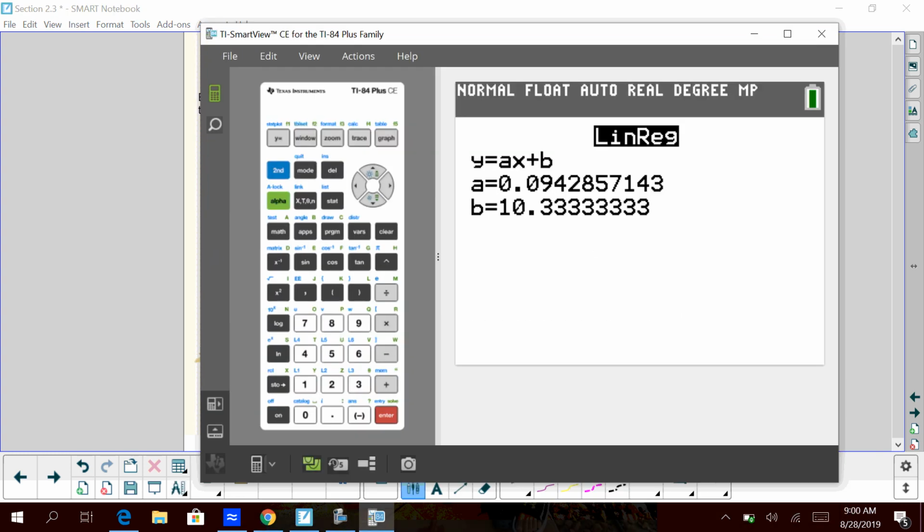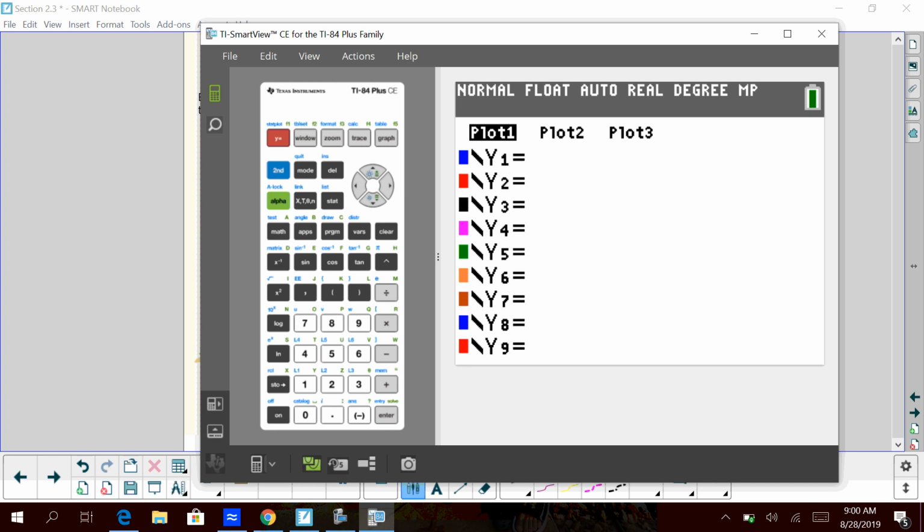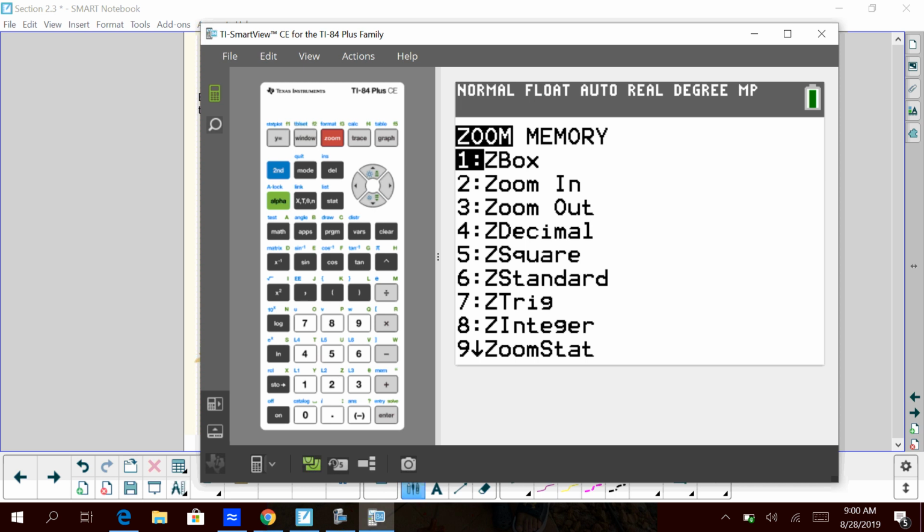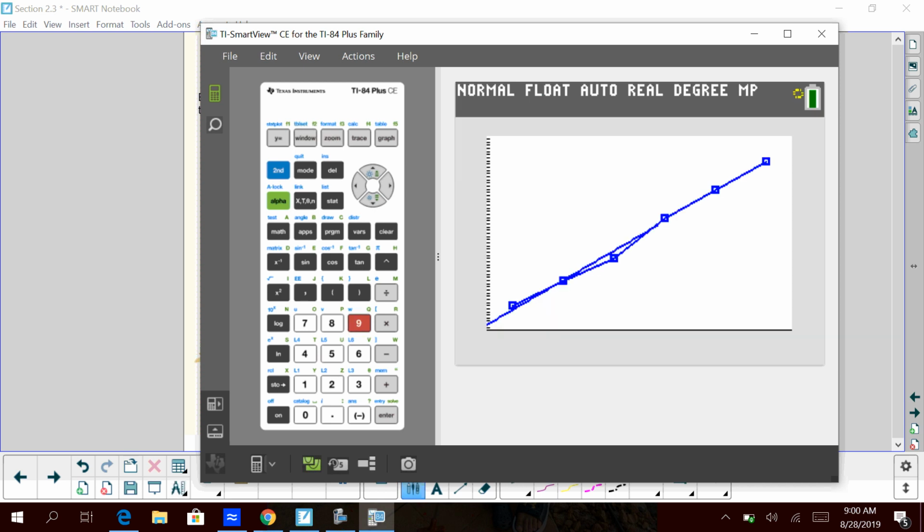So go into y equals, and we're going to turn our plot back on, like mine is right now. If your plot is not on, go up to plot, hit enter, go back down. And we're going to type that equation in we just had a second ago. It was 0.094x plus 10.333. Again, the more decimal places, the better your picture is going to be. Do you remember what zoom to use to see a scatter plot? Zoom 9, zoom stat. Zoom 6 is your default. That'll reset it. But zoom 9, and you should see 6 data values and a nice pretty line on there.